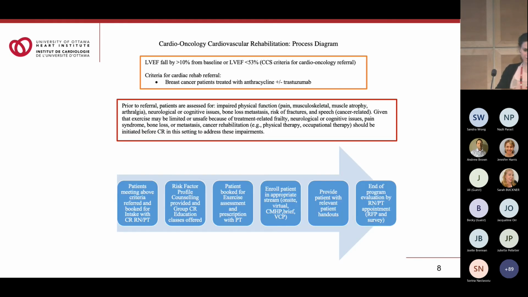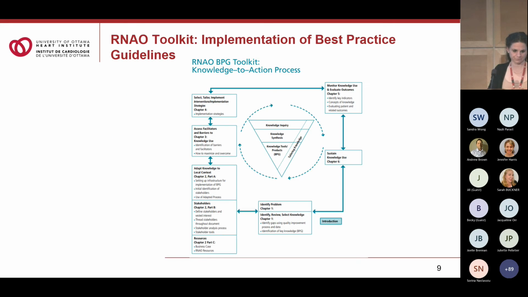The next objective was setting up a pathway for these patients. Here we have the cardio-oncology, cardiovascular rehabilitation process diagram, which was developed in collaboration with Zana and Jennifer, who you met earlier, the manager of the Heart Institute Rehab program. This was determined following a systematic literature search that was conducted to determine existing clinical guidelines in cardio-oncology rehab for patients undergoing anthracycline and Herceptin therapy.